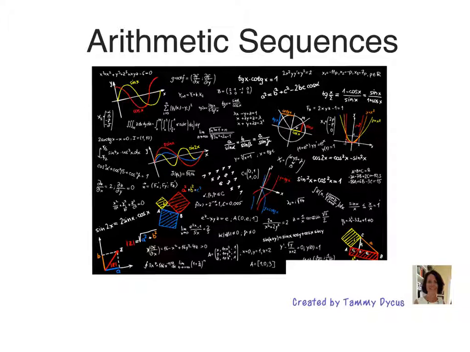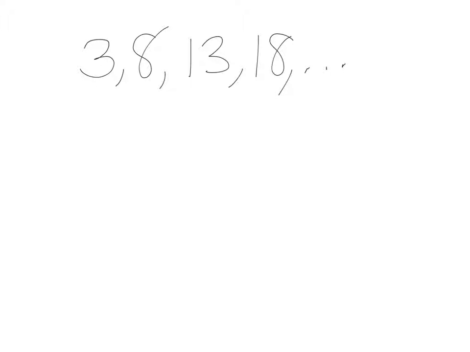Arithmetic sequences. A sequence is a list of numbers that follow a pattern.